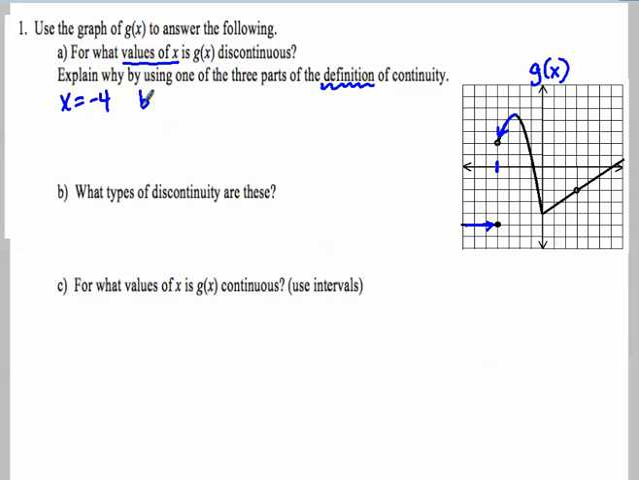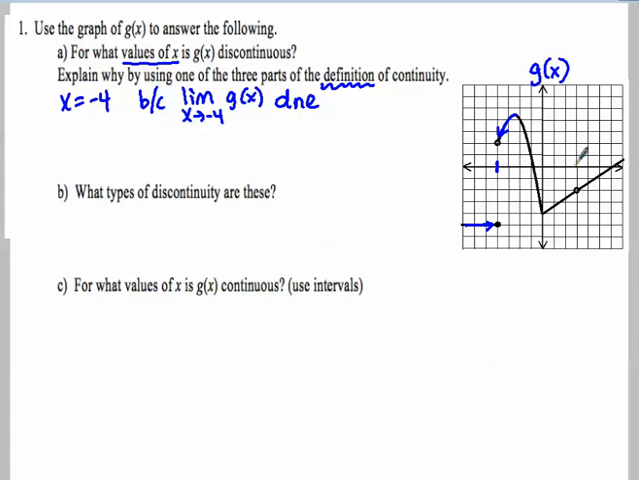So I'm going to say at this point that the limit as x approaches -4 for g of x does not exist. Now let's keep drawing. I don't have to pick up my pencil until I get to this hole. I have to pick up my pencil to jump over it and keep going. So there's a hole right there.